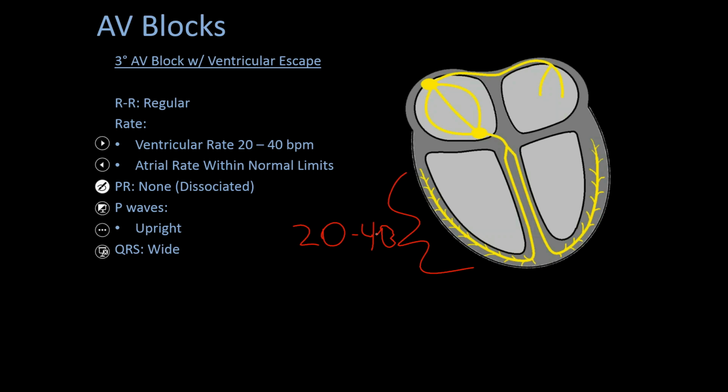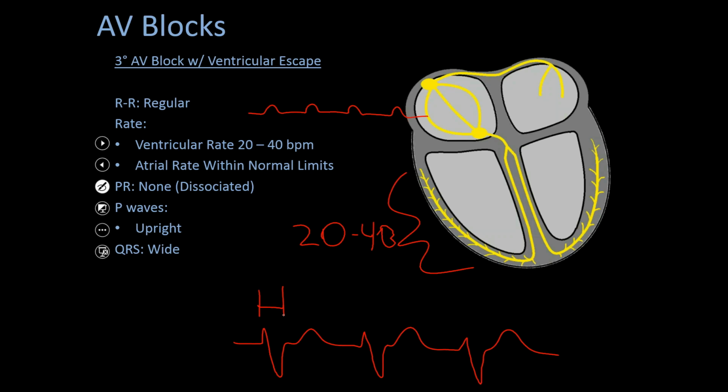Now this rhythm is also going to be very regular because it's independent of the atria. The atria is still depolarizing. However, the ventricles are left to pace by themselves. And ventricular rhythms are very wide and bizarre. So very regular, but wide QRS complexes. Wide and slow. So you're going to have AV dissociation with this also.